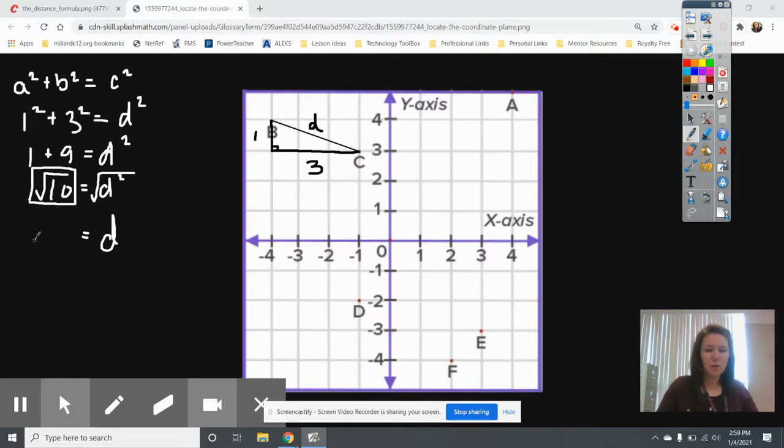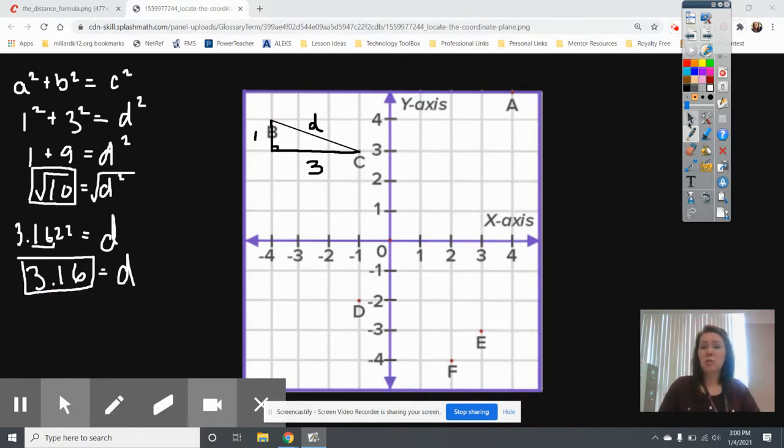If it asks you for an approximate answer, or if it asks you to round to the nearest hundredth or something like that, then in your calculator type square root 10 equals, and it's 3.1622 and so on and on. And so maybe it says round to the nearest hundredth, that's 2 decimal places. So that's 3.16. That equals our distance as an approximate or a rounded number.